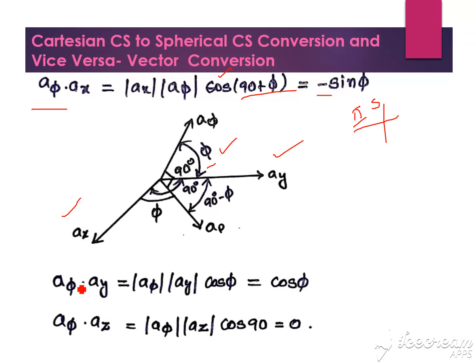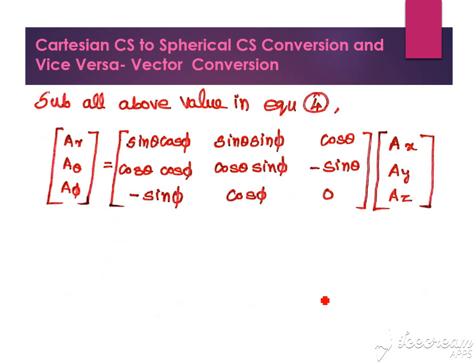And the next one, a phi dot ay. What is the angle between a phi and ay? Directly from the diagram we can take the value as phi. So mod of a phi into ay cos phi is equal to cos phi. Already we derived this value because in cylindrical phi and z are perpendicular to each other. So cos 90, the value is 0. Now substitute all the above values, then we get a theta, a phi equal to this.